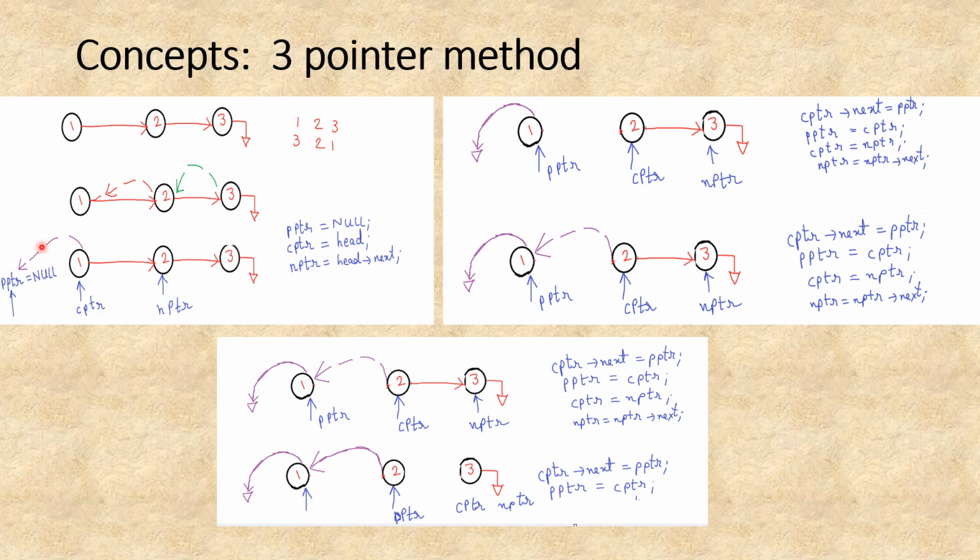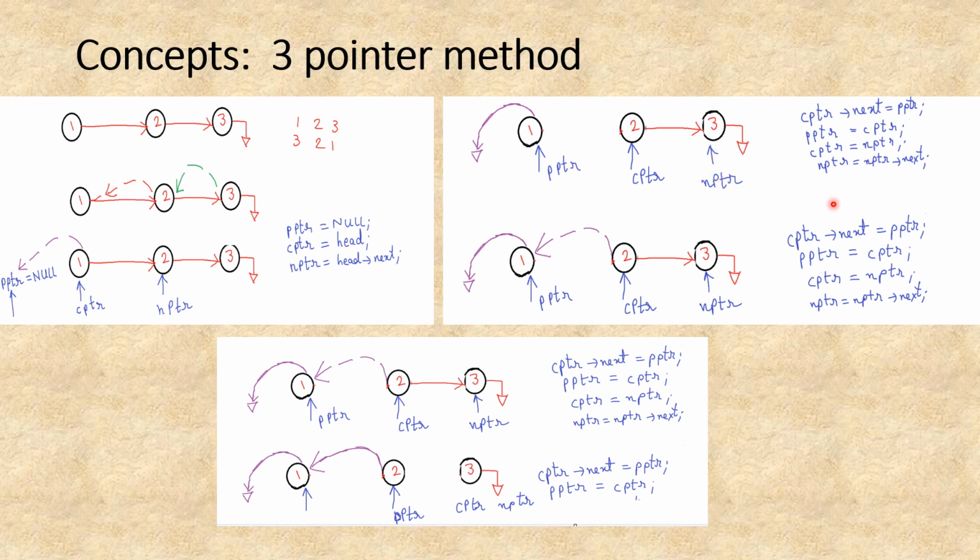Now that we have fixed the first link in the traversal, we see the side effect. The side effect is that the link between 1 and 2 is broken, but that's not a problem. We will be able to fix it in the next iteration. However, to complete the current iteration, we have to move all the 3 pointers by 1. We have to phase shift them by 1. So the previous pointer which was pointing to null now will point to 1. The current pointer which was originally pointing to 1 will now point to 2, and the next pointer which was pointing to 2 will now point to 3.